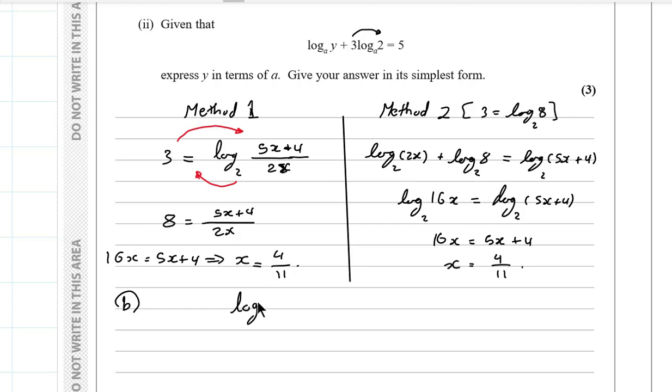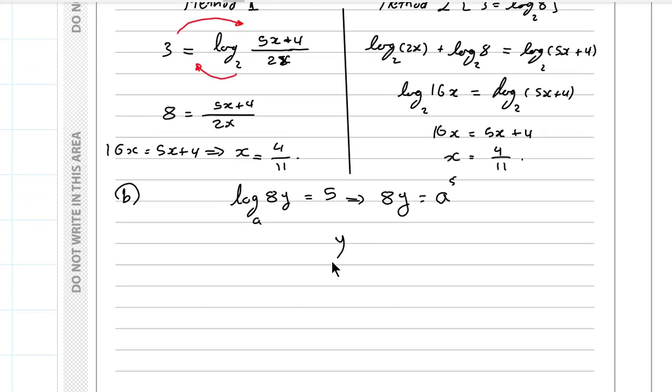Log 2 power 3 is 8, so it will be 8y to the base of a equals 5, which means that a to the power of 5 is equal to 8y, and finally we can write y as a to the power of 5 divided by 8. This is the answer. Okay.